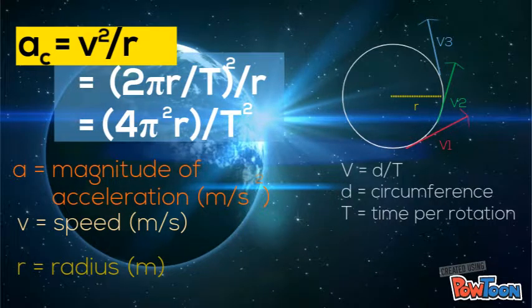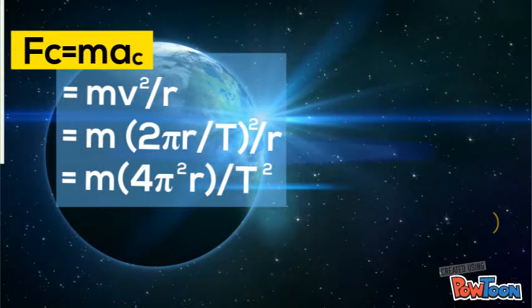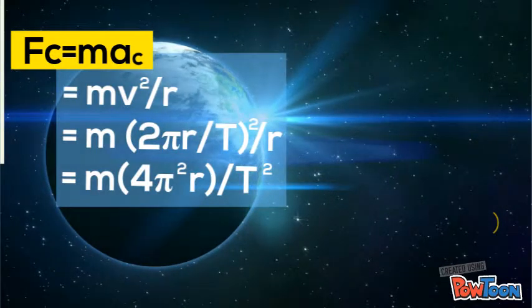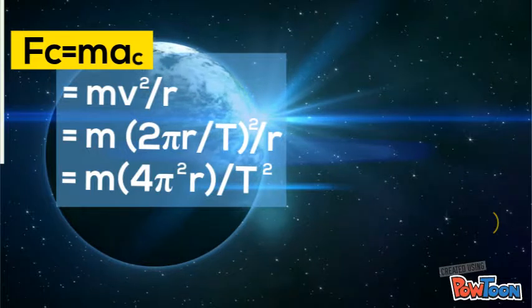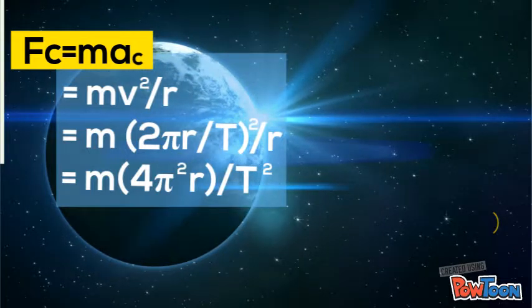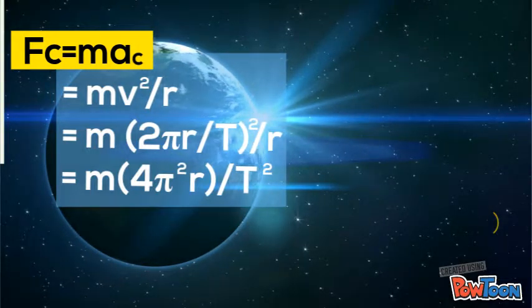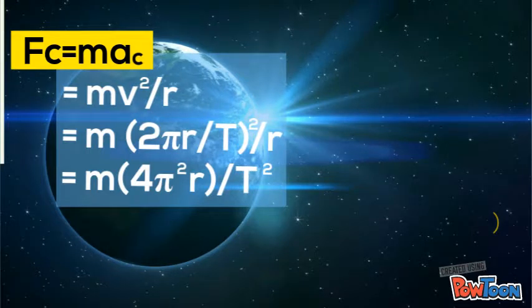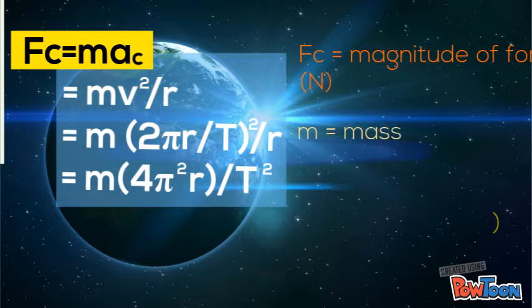Therefore, the formula for acceleration can also be written as a_c equals (2 pi r over T) squared over r, which can be simplified to 4 pi squared r over capital T squared. As we know from Newton's second law, the formula for force is F equals ma. As we also know, the direction of a centripetal force is always towards the center of a circular path. To calculate the magnitude, we simply plug numbers into the formula F_c equals m a_c, where F_c is the centripetal force, m is the mass, and a_c is the centripetal acceleration.